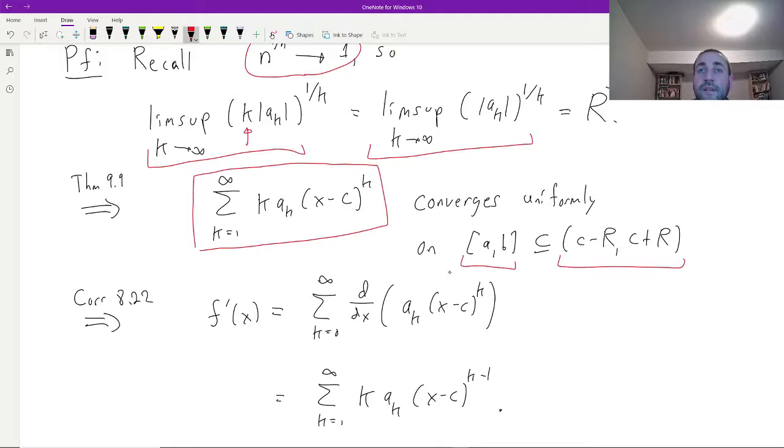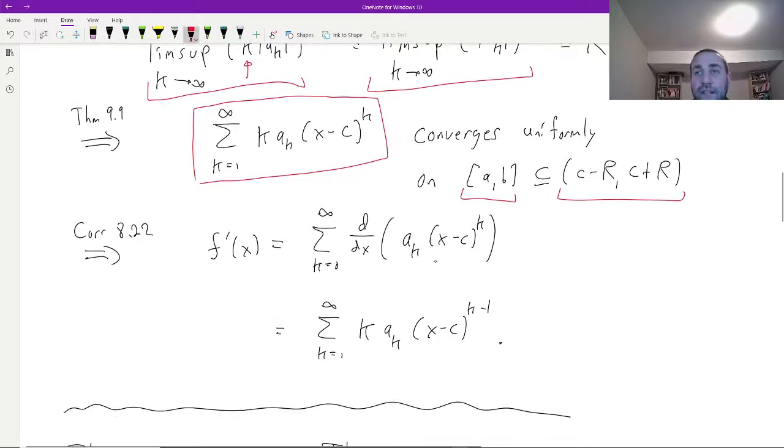Okay. Now we're going to apply corollary 8.22. We've checked all of the conditions of that corollary, and that corollary lets us interchange the derivative and the summation for a power series, and so we find that the derivative of f of x is equal to the sum of the derivatives of the terms of its power series, which is exactly the formula that we wanted to get back at the beginning.